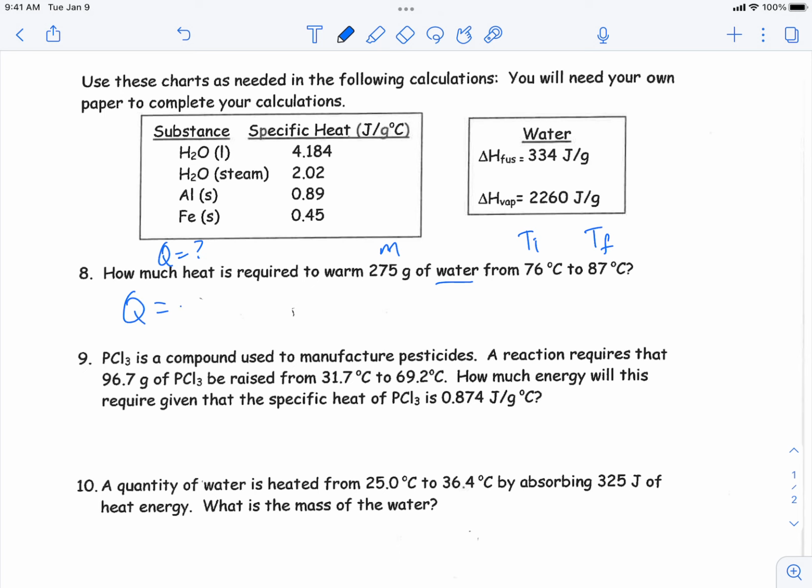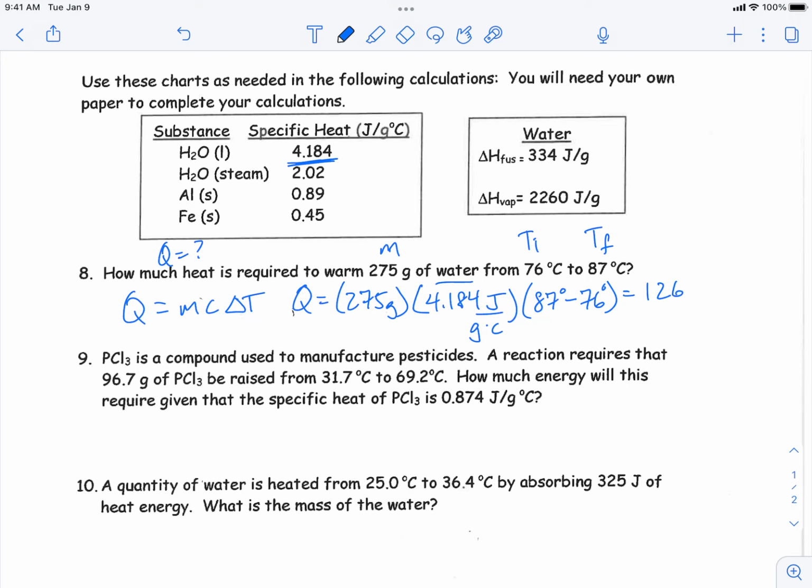So our formula is Q equals M times C times delta T. And so plugging in, I've got a mass of 275 grams. My specific heat, the C value, is coming from water in the liquid form, so it's our 4.18. They go out to one more decimal than we do in class, and that's joules per gram degree Celsius. And then we have our final temperature, 87 degrees, minus our initial temperature, 76 degrees. All right. Calculating that out, my raw number for my calculator is 12644.5 joules.